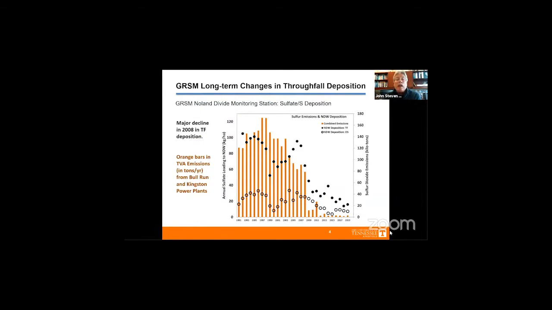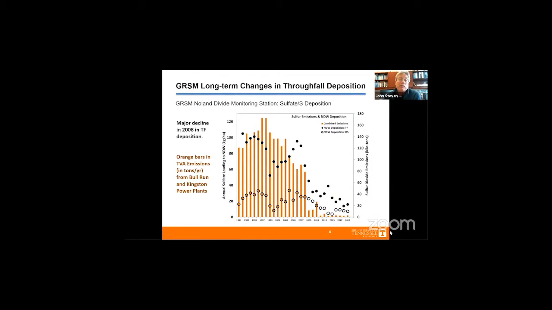Plotting our data since 1991 with through-fall for sulfate, the black circles are the through-fall deposition, and the open circles are the open-site or wet deposition. You can see a major drop in the deposition in 2008.